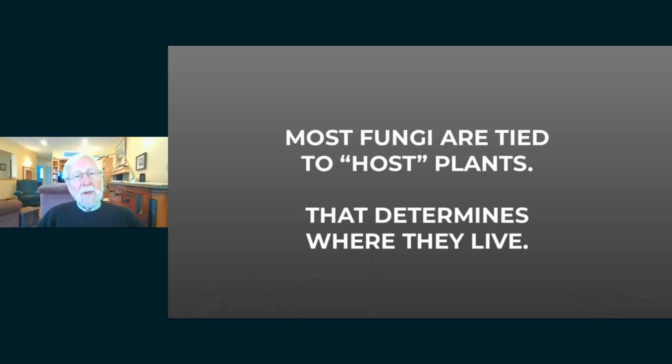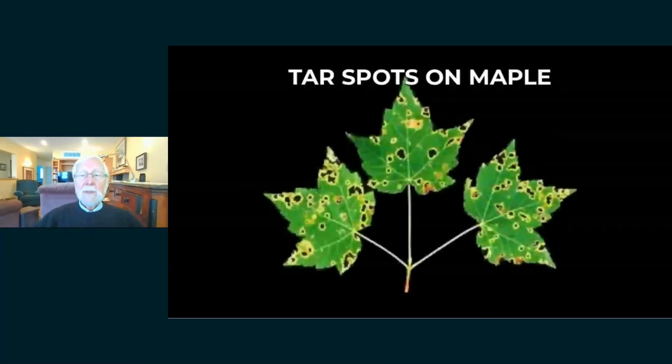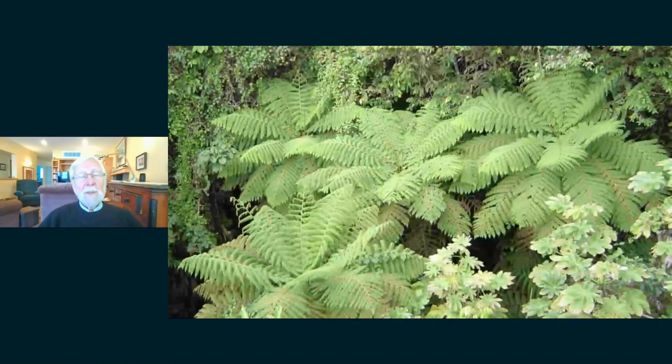So I mentioned that most fungi are tied to their host plants, and that determines what fungus is going to be in each area. It depends on what the plant cover is. There are fungi like the tar spot of maple, which only grows on maple. Here's a beautiful forest in the island country of Dominica. There is no overlap in the plants between that island and North America. Likewise, there's also no overlap in most of the fungi.